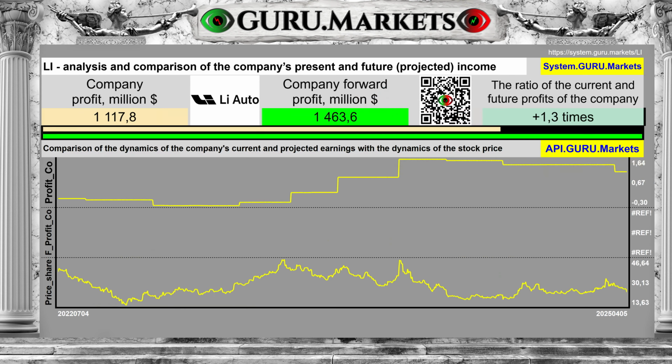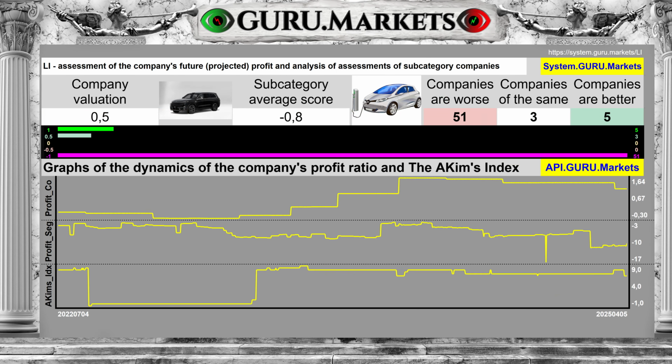Profit for the last 12 months was $1,118 million. Future earnings for the coming 12 months are expected to be $1,464 million, 30.9% more than now. Assessment of projected future profit indicators in comparison with the subcategory: good, 0.5 points.